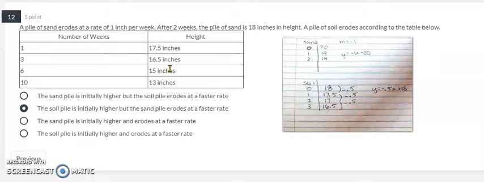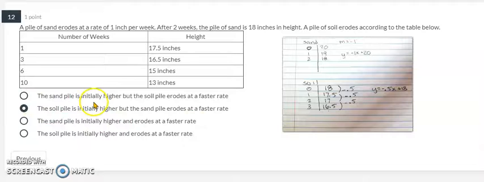So now I'm going to look at my possible answer choices. So the soil pile is initially higher. So that's not true. The sand pile is initially higher. So let me go to the two, so the sand pile is initially higher and the sand pile is initially higher. So it's definitely not this one. It's definitely not this one.